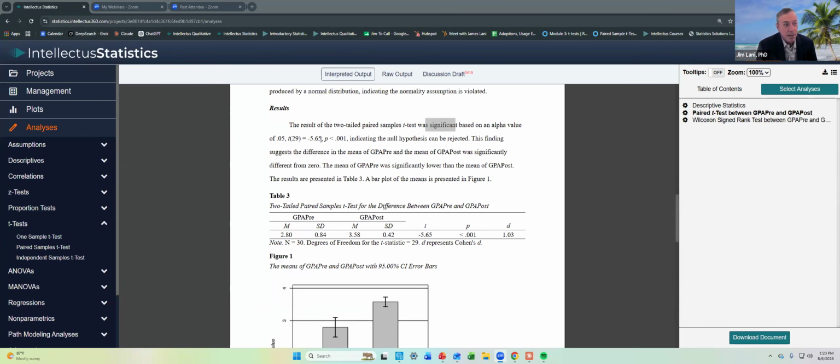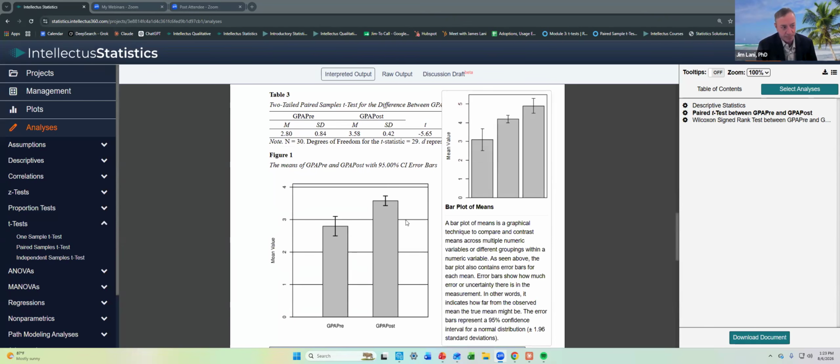So basically, once we know that that is significant, we can just go down to the bottom and say, hey, gosh, at post-test they had higher scores on average than at pre-test, and a little plot here.